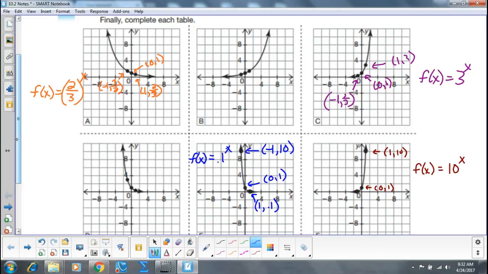50-50 shot. We're looking for f of x equals 1.5 to the x and f of x equals 1/3 to the x. We got Josh. 1.5 to the power of x would be b. Why? Because, first of all, 1.5 to the power of 0 would have to be 1, so that's correct. Okay. 1.5 to the power of 1 would be 1.5.